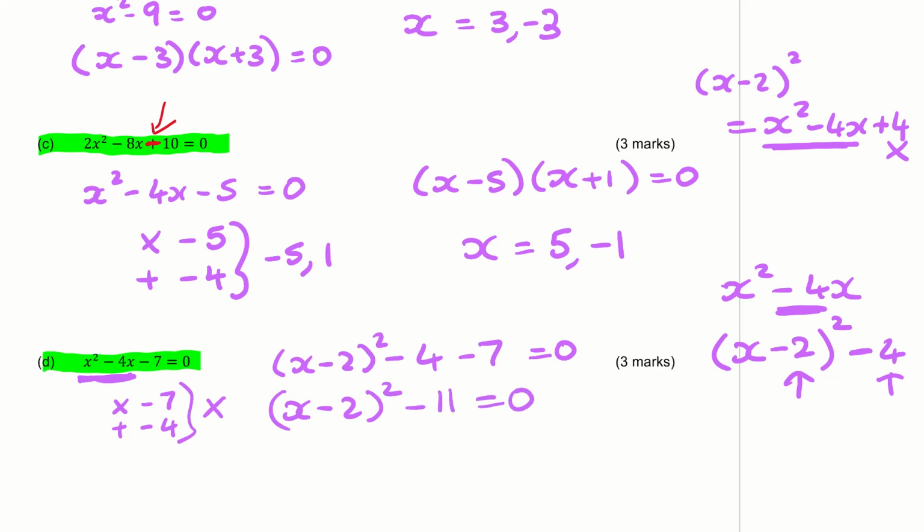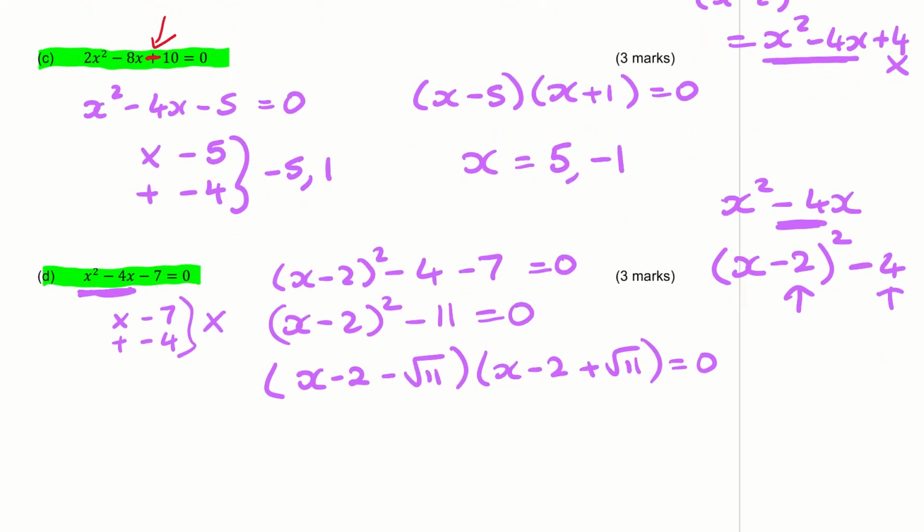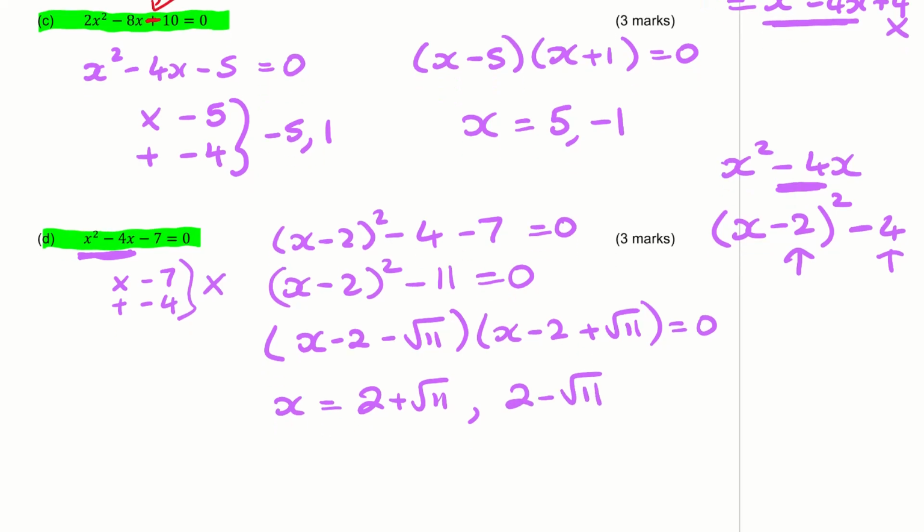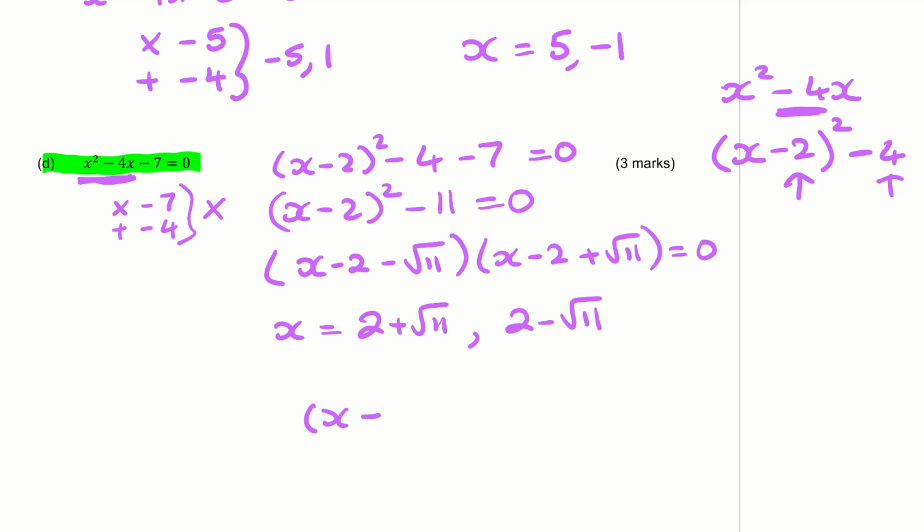There's a couple of different ways you can go there. You can use the difference of perfect squares now and have that as x minus 2 take away root 11 and x minus 2 plus root 11 equals 0. And that would give you the solutions that x is equal to 2 plus root 11, or 2 take away root 11. Another way of doing that is just to put the 11 on the other side.